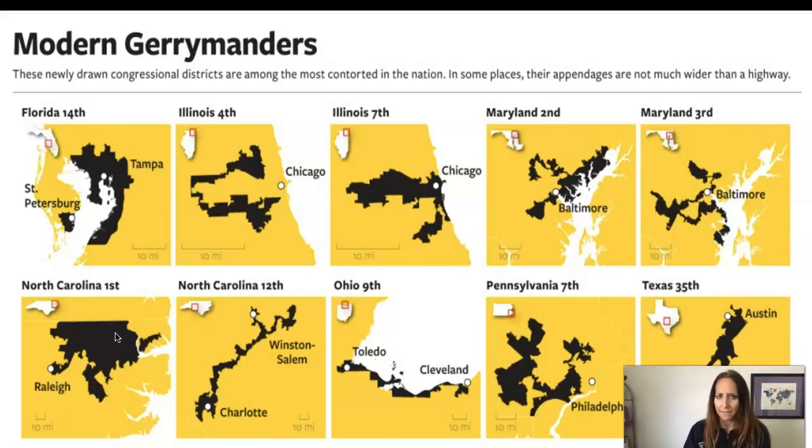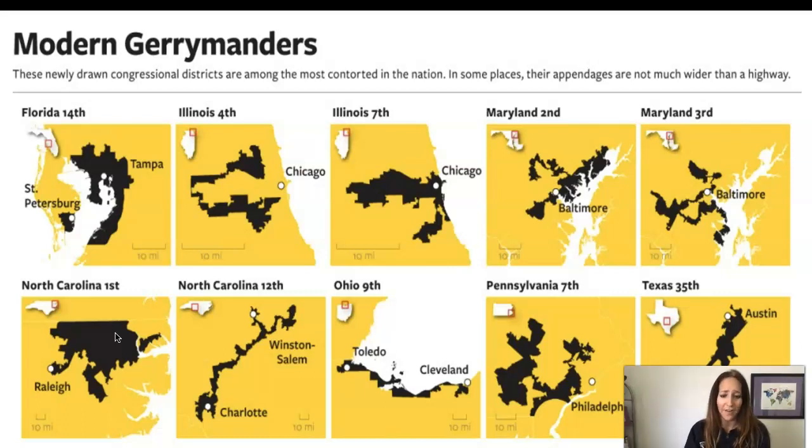There is no reason for Illinois' 4th or, what was the other one? Maryland's 3rd congressional district to look like that. If you have a district like Maryland's 3rd, where you see Baltimore, and you look at all the other surrounding areas, just because the district is shaped like that, there are several problems that come with that.